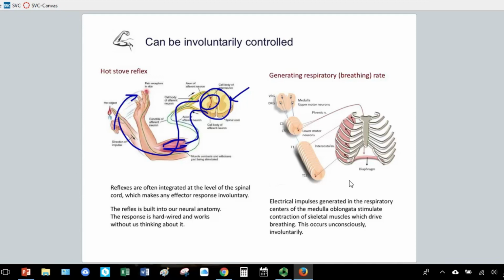Another example of this are skeletal muscles that are involved in generating what's called respiratory or breathing rate. So here's the medulla oblongata, and we're just finishing this up in Bio 242, but the medulla oblongata sends signals out, and it activates motor neurons that activate these skeletal muscles that are involved in breathing, in respiration. And this is all involuntarily controlled.